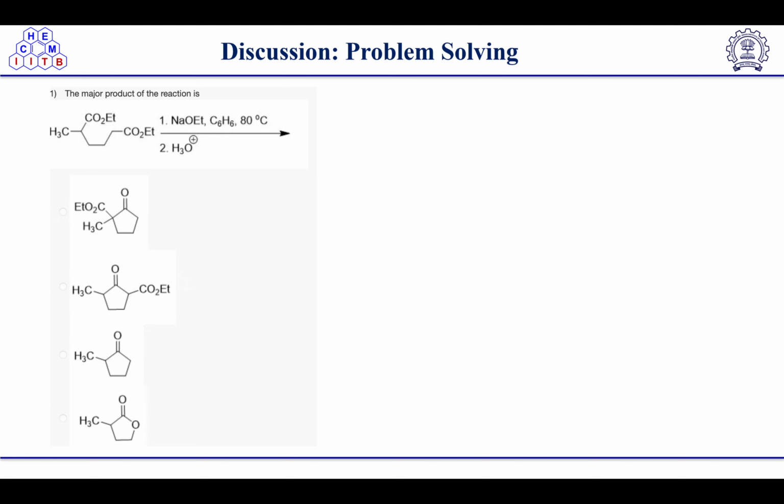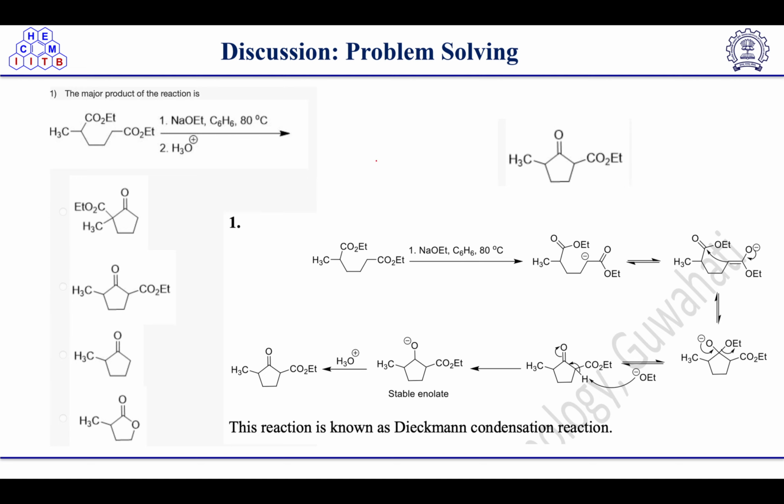The major product of the following reaction is, here again we have two ester groups. I have already discussed with you the Dieckmann condensation reaction. Similarly here again we have to do the same thing. On the arrow it is given sodium ethoxide, which is a base, at 80 degrees. Okay, high temperature. Because high temperature is given, which enolate will form here?